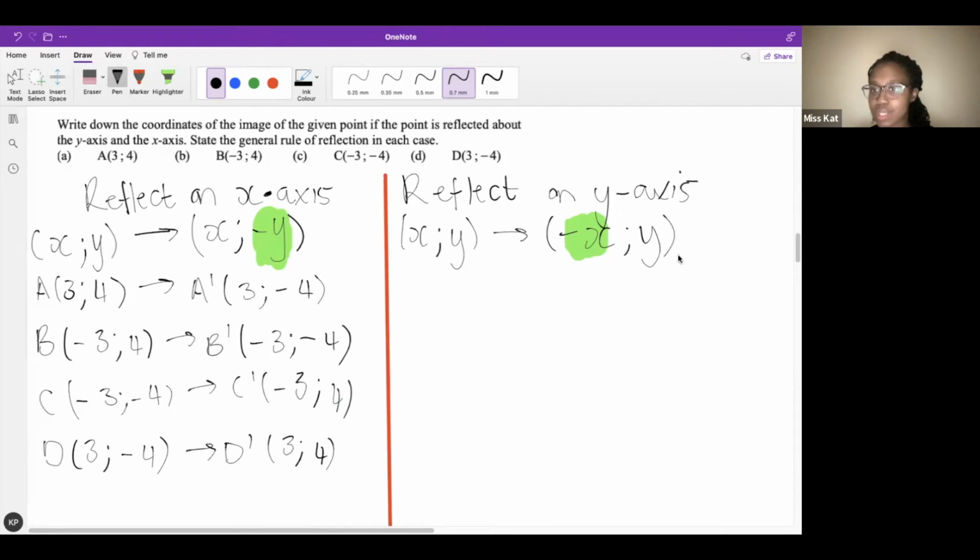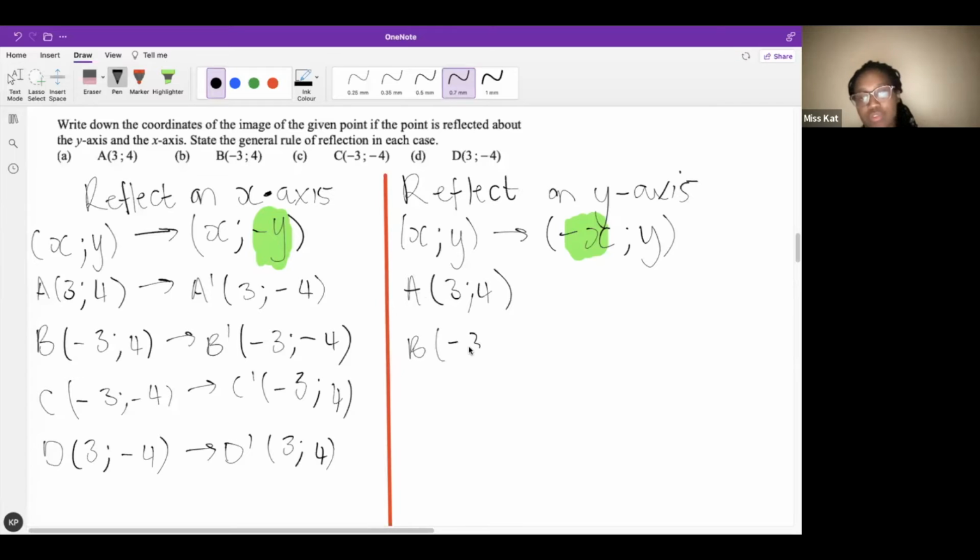I see Tando has a hand up. Tando, do you have a question? Ma'am, I was thinking if I could answer the y-axis. Let's do it. Let me first write the original points. Okay, A is (3, 4).